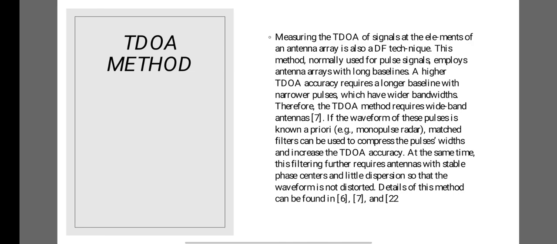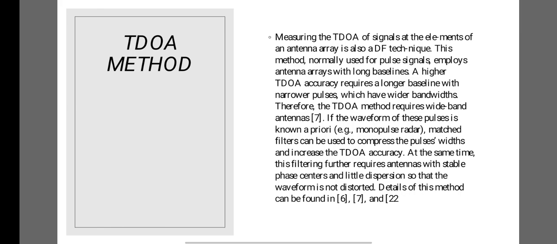Here, measuring the TDOA of the signals at the elements of an antenna array is also a DF, direction finding, technique. This method, normally used for pulse signals, employs antenna arrays with long baselines. Higher TDOA accuracy requires a longer baseline with narrower pulses, which have a wider bandwidth. Therefore, the TDOA method requires wideband antennas if the waveform of these pulses is known a priori. Here, the monopulse radar is an example of the TDOA method, and we can see how it is applied.